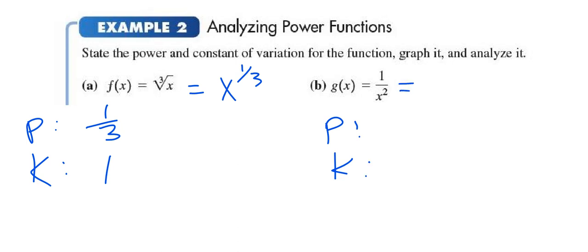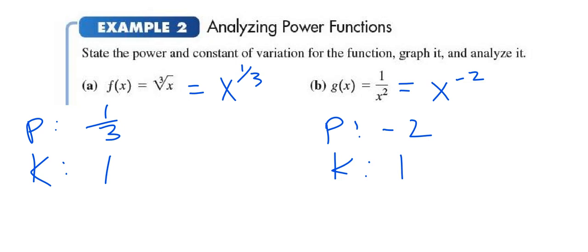What's the power on the next one? This is going back to whether you remember your Algebra 2 days. That is X to the -2nd that you're looking at, so -2 is definitely the power. And the constant of variation? Still a 1. They didn't do anything different with that.